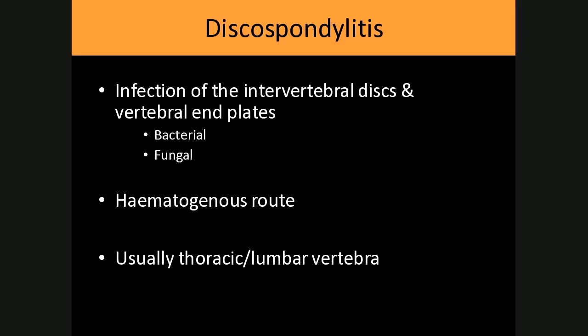Right, so firstly, discospondylitis is infection of the intervertebral discs and the vertebral end plates. Most commonly, it is bacterial. Fungal is less common, except for certain breeds of dogs, for example, the German Shepherd, that is more predisposed to fungal disease than other breeds. Hematogenous route is the most common way in which it spreads, but occasionally it can occur by local inoculation, for example, a penetrating wound or a migrating foreign body. The thoracic and lumbar vertebrae are the most commonly affected, especially the lumbosacral junction.